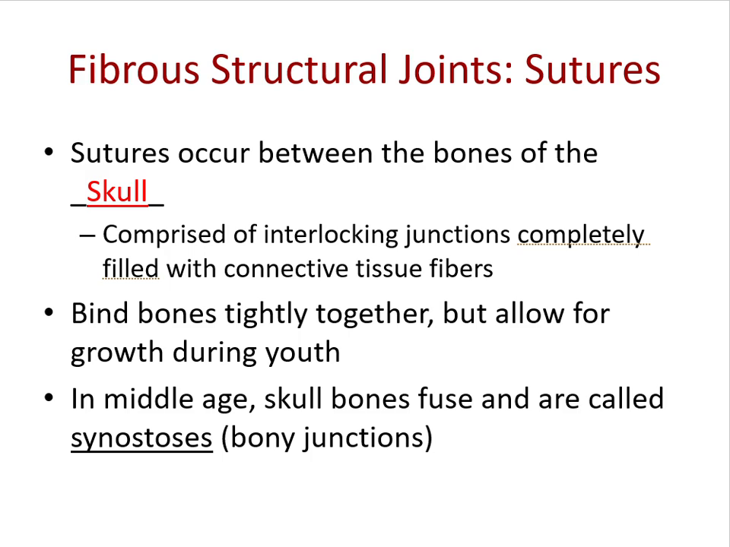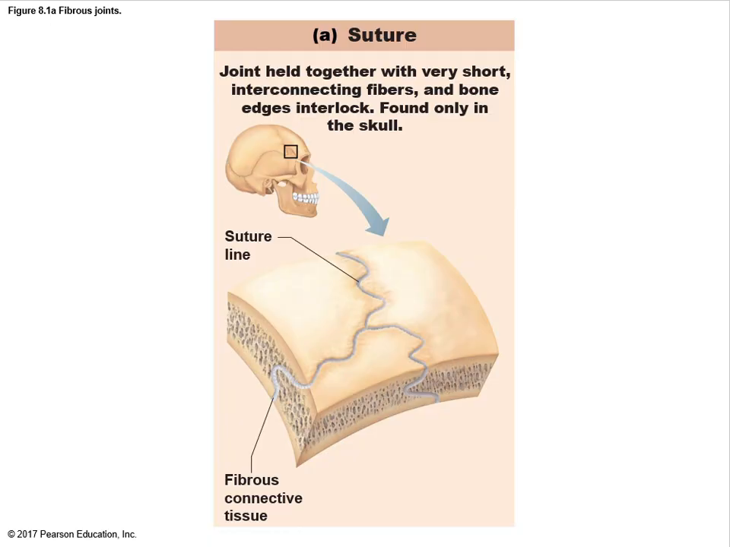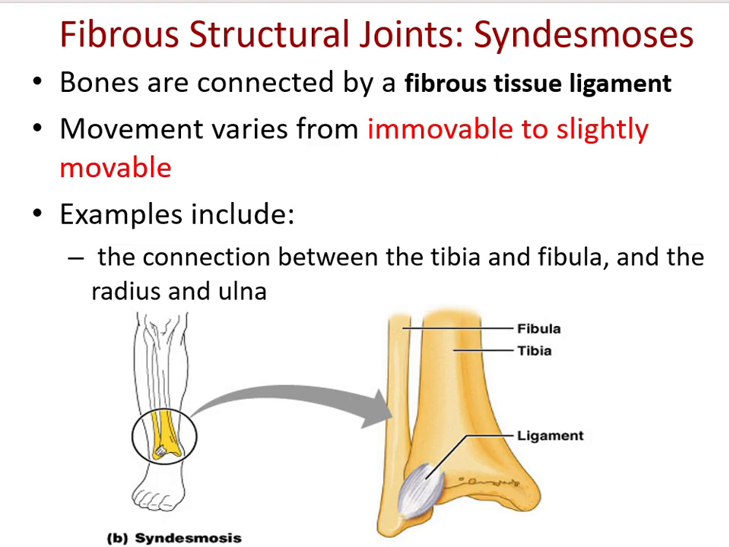At about middle age, the skull bones fuse, and then they're called synostoses because they're completely bony junctions at that point. So here's an image of a suture. Again, we can see the interlocking grid of the skull bones and that very thin layer of fibrous connective tissue between the skull bones. This is a suture.